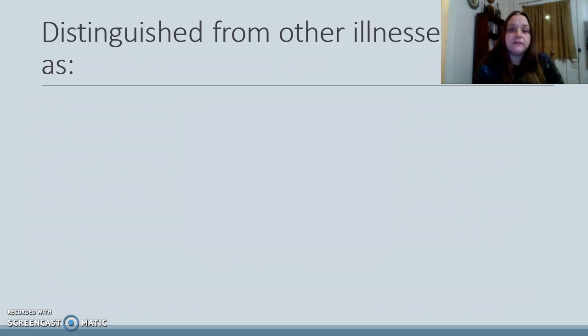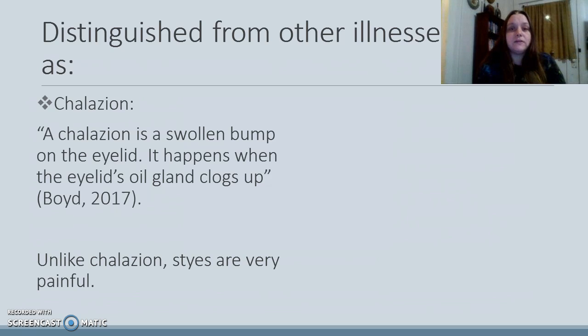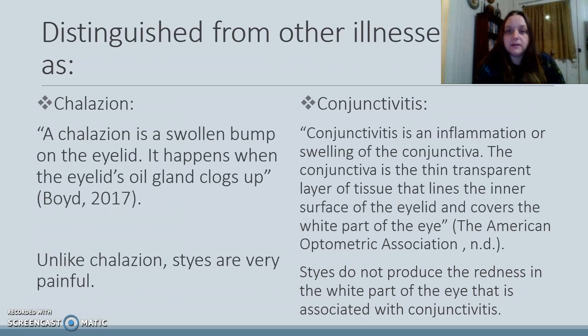Distinguished from other illnesses, such as a chalazion, which is a swollen bump on the eyelid, a sty is unlike this because it is very painful, whereas a chalazion is not. Conjunctivitis is also an illness with redness and swelling of the eye, but it is an inflammation of the conjunctiva, or the transparent lining on the whiteness of the eye. So a sty, unlike conjunctivitis, will only have redness on the eyelid, whereas conjunctivitis will have redness and swelling in the whiteness of the eye as well.